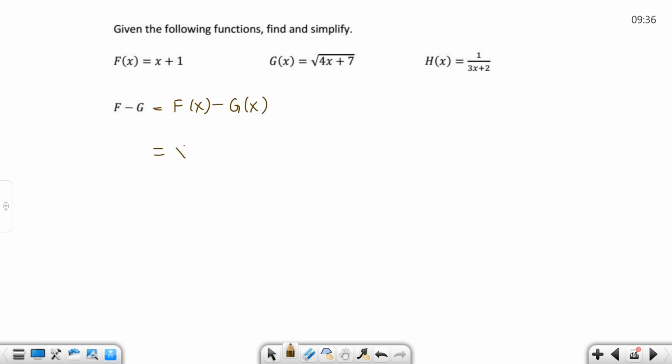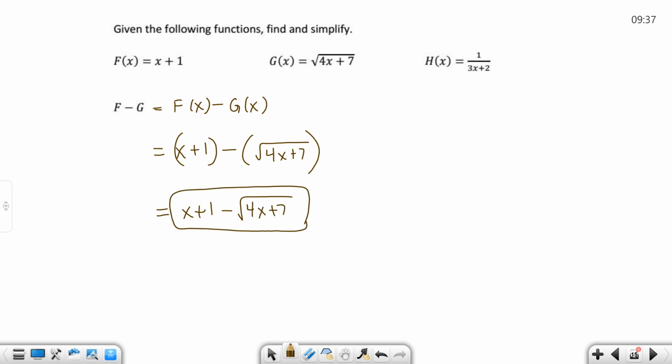Okay? So this is going to be x plus 1. If you want to put it in parentheses, minus g of x, square root of 4x plus 7. Now here, the parentheses were unnecessary. Why? Because g of x is only one term. Mr. Guess has got 4x plus 7. I understand, but it's under the radical. It's 2 terms inside the radical, but the overall g of x is one term. So if I write it without the parentheses, it's going to be x plus 1 minus the square root of 4x plus 7, and that is just fine there.